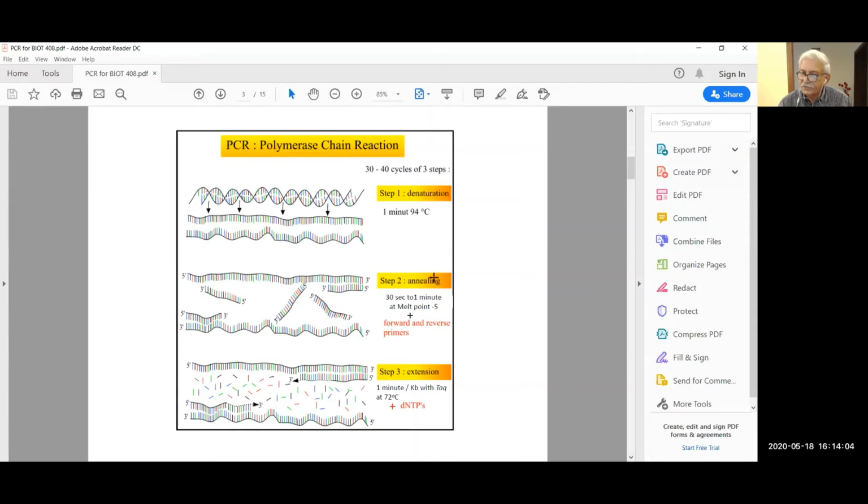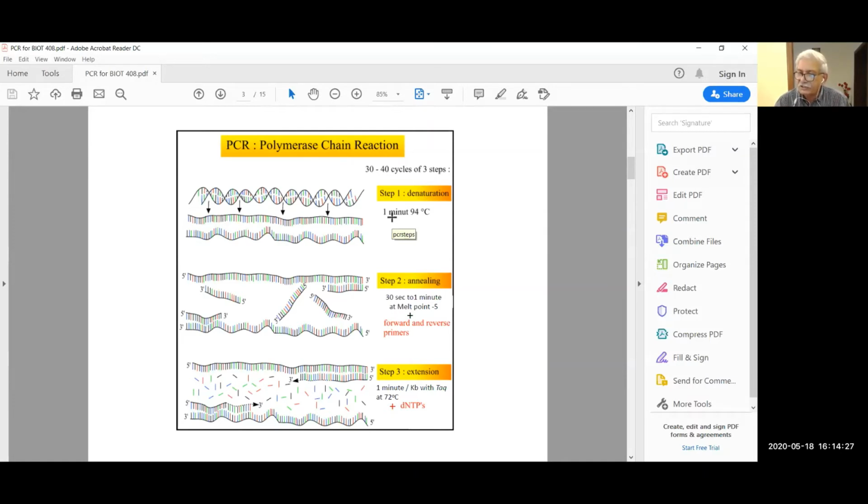The total steps are 3 in one cycle. First is denaturation at 94 degrees centigrade. One minute is enough during the cycles, but a preliminary time of 5 minutes when you start the PCR, just give a 5-minute denaturation.